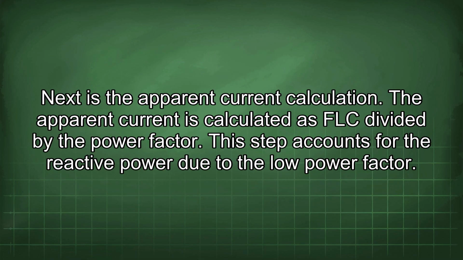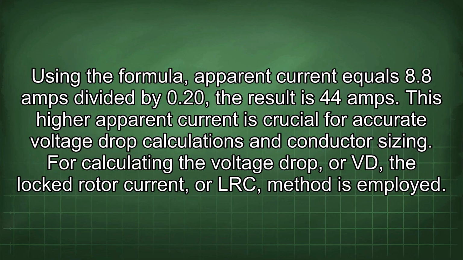This low power factor significantly impacts the calculations, emphasizing the importance of using the correct motor characteristics. Next is the apparent current calculation. The apparent current is calculated as FLC divided by the power factor. This step accounts for the reactive power due to the low power factor. Using the formula, apparent current equals 8.8 amps divided by 0.20. The result is 44 amps. This higher apparent current is crucial for accurate voltage drop calculations and conductor sizing.